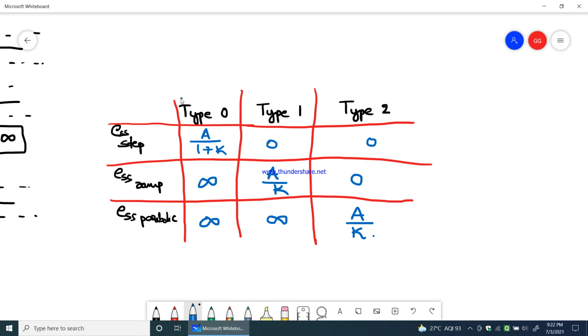Therefore, type 0 system will normally be omitted. Okay, type 0 system will not normally be considered. We go with type 1 or type 2 because in type 1 and type 2, any one input can be applied. Parabolic cannot be applied for any type of system because all types are giving some sort of error.